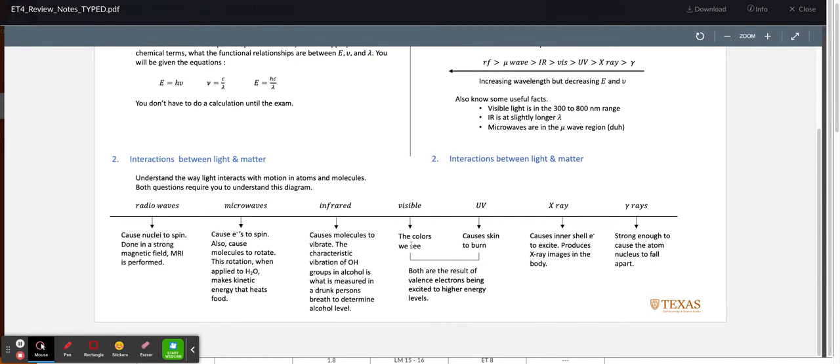The colors we see, again, are talking about valence electrons. IR, infrared, causes molecules to vibrate. So we're talking about molecules. A fun example here: microwaves cause molecules to rotate. And then radio waves cause the nuclei to spin. It's interesting that the lowest energy waves and the highest energy ones are the ones that interact with the nucleus.